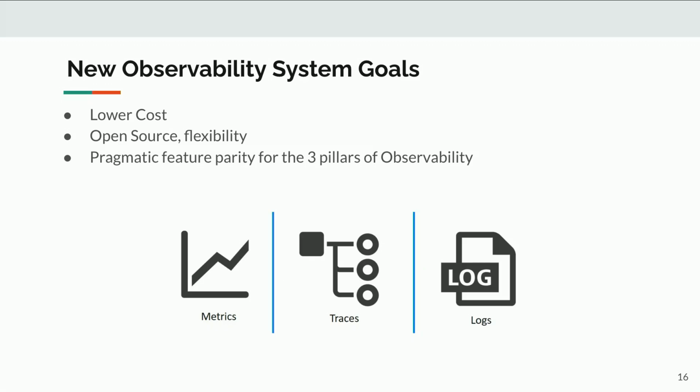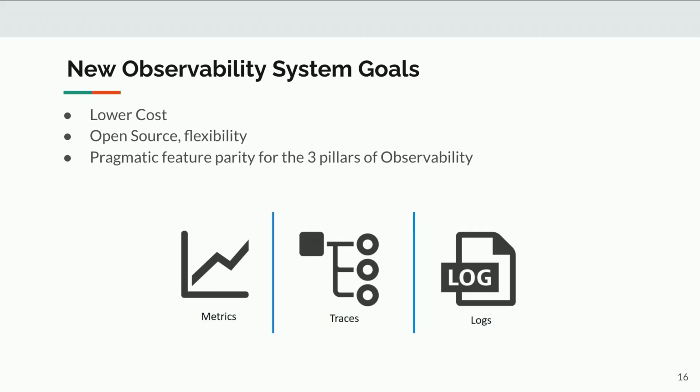So the new observability system had a couple goals. Obviously, lower cost. It had to be open source in some way. We weren't to the extreme. Everything has to be open source, or there's going to be extremists to the nth degree. We can have some pragmatism involved. Maybe we'll keep something that's proprietary. Maybe we'll mix and match.